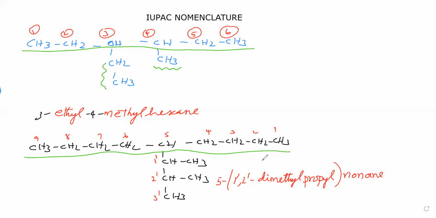Okay. Next, we will take the compound CH3, CH3, CH2, CH3, CH3, CH3. This compound we will take. For this, how to say the name, we will see. Here we will select the parent chain. We are selecting the parent chain here.